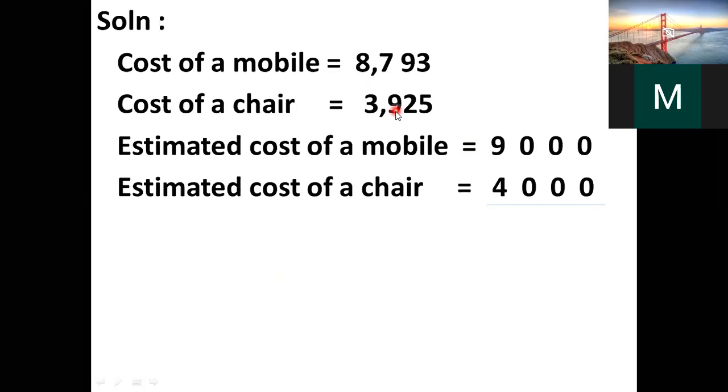And the cost of chair equals 3,925. Check the 100 place value, which is 9. 9 is greater than 5, so add 1 to the 1,000 place. 3 plus 1 equals 4, and the hundreds, tens and ones places are also 0. Listen children, the question is how much more he paid for the mobile.